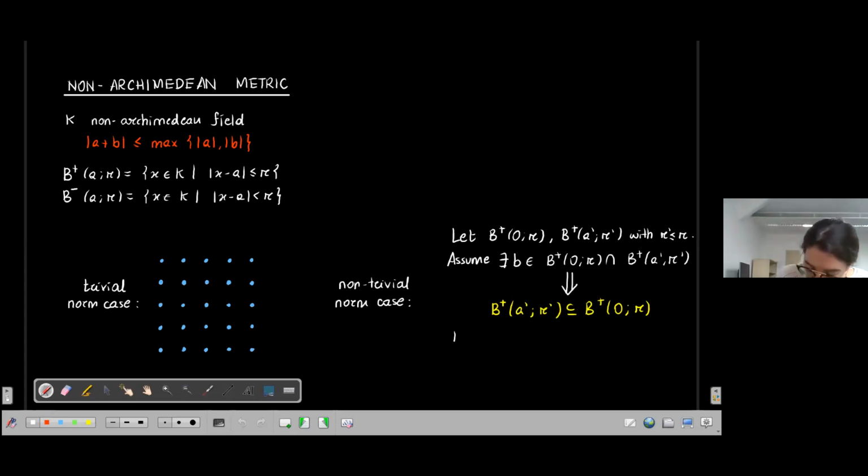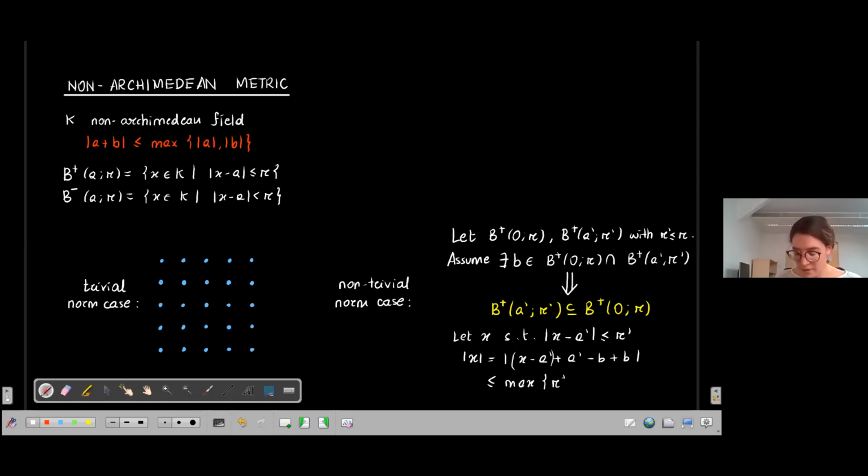Suppose that you take a point X that lies in the first ball, so it's such that the distance from A prime is less than or equal to R prime. Then we want to prove that it lies in the second ball. So we want to consider the norm of X, but this is equal to the norm of X minus A prime plus A prime minus B plus B, right? And then we can apply our strong inequality and see that this is less than or equal to the maximum between the three terms. For the first one, we've just seen that it is at most R prime because X lies in this ball.